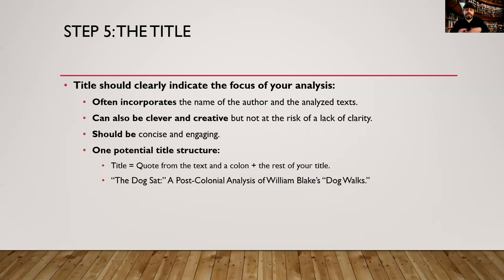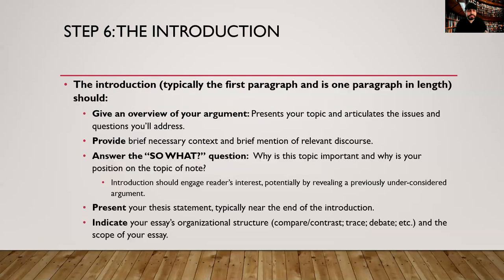So here is one potential title structure. The title is a quote from the text and a colon plus the rest of your title. So I'm also incorporating some from that first bullet point here in my made up example. So the quote from the text would be "The dog sat," colon, "A post-colonial analysis of William Blake's dog walks." So there we have the kind of analysis we're doing and the author and the title of the author's works. So that's one way you can structure titles.